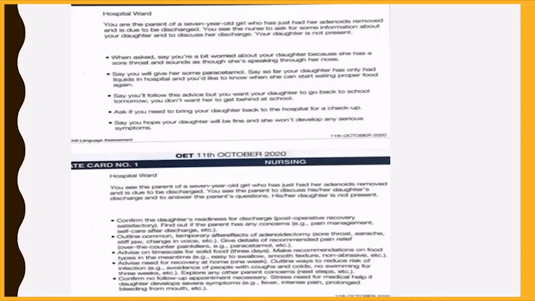Right? I'm going to say, oh, I hope my daughter will be fine and she will not develop any serious symptoms. You know how I'm going to say? I'm using a little bit of Malayalam. That's what I'm going to say. Okay, once again in English, I'm going to say, oh, well, I hope my daughter will not develop any of the problems and I hope she'll be fine.